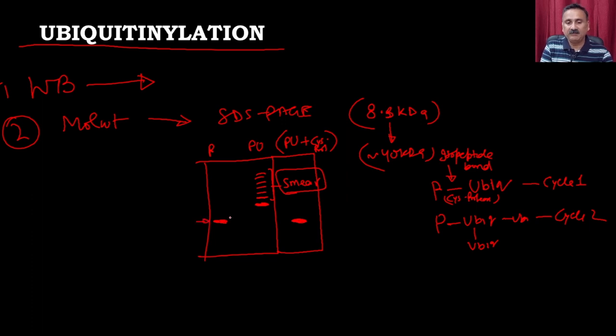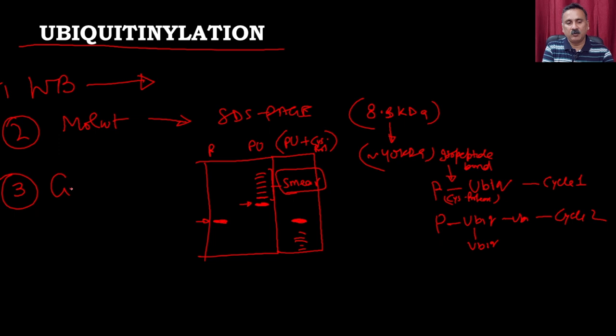So, this is the protein. This is the protein plus ubiquitin, and this is the ubiquitin. We have lost the ubiquitin, so all the ubiquitin you will see here. You are going to see some of the ubiquitin smear on the bottom of the particular gel. So this is one of the methods through which you can detect the ubiquitin.